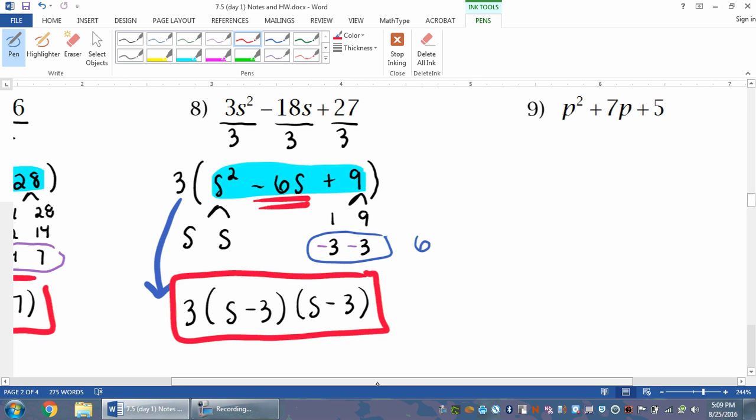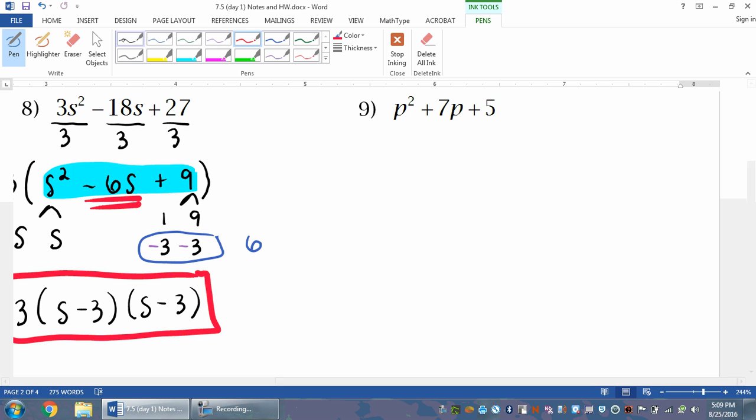All right, number 9. Again, this one does not have a GCF, so it's different than 7 and 8. So I'm just going to go ahead and start to factor. P squared becomes p times p. And the only numbers that multiply to 5 are 1 and 5. You should see that we're running into a problem. 1 plus 5 doesn't make 7. There's no way. -1 times -5 makes 5, but when we add that, it equals -6.